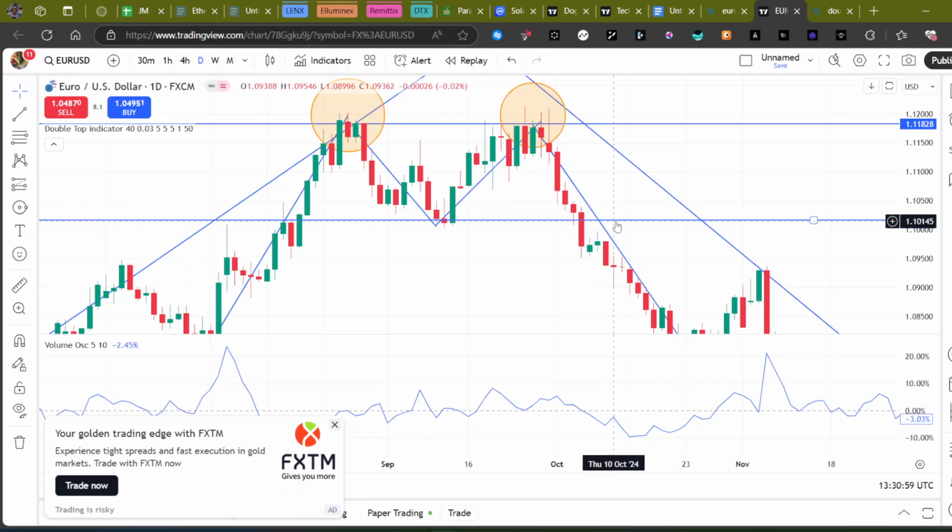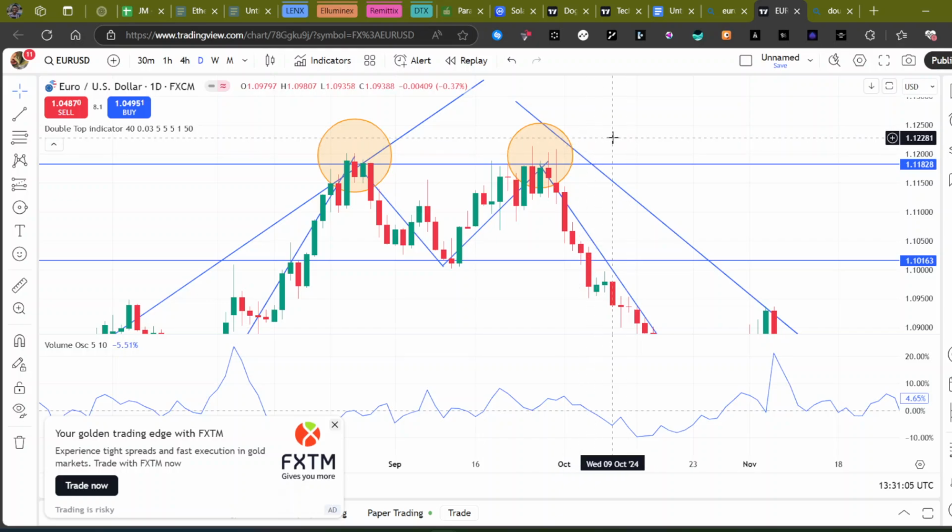Then finally, time frame matters. The double top is more reliable on higher time frames, like the 4 hour or the daily chart, or maybe the 1 hour chart. You can see that this is the daily time frame. So the higher the time frame, the more reliable the signal. That is how it works.